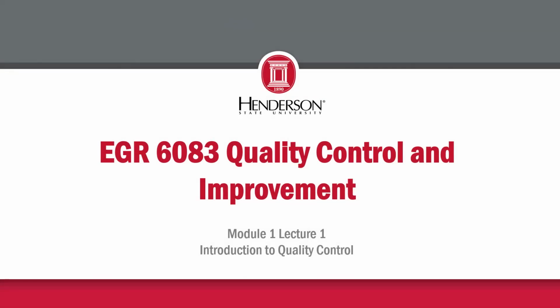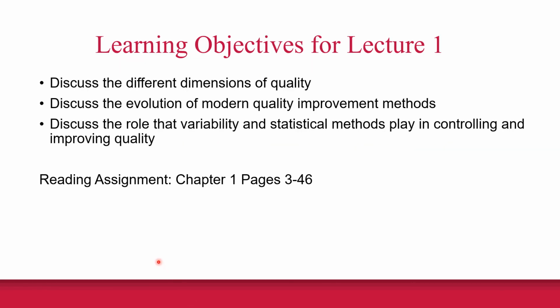EGR 6083, Quality Control and Improvement, Module 1, Lecture 1, Introduction to Quality Control. The learning objectives for Lecture 1 are to discuss the different dimensions of quality, discuss the evolution of modern quality improvement methods, and discuss the role that variability and statistical methods play in controlling and improving quality. The reading assignment is Chapter 1, pages 3 to 46.